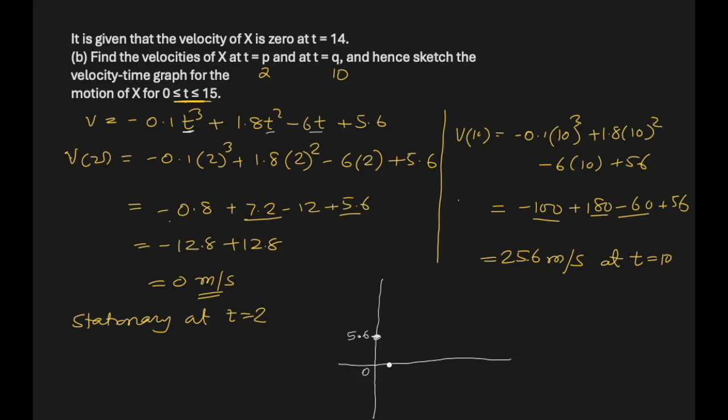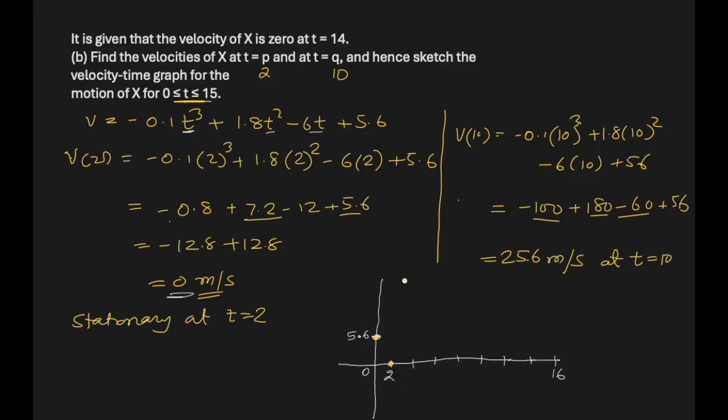Then 2 seconds, and we have to go up to 15. So let's elongate it a little: 2, 4, 6, 8, 10, 12, 14, 16. At 2, the velocity is 0 meters per second. So this is our second point. Let me put them again.